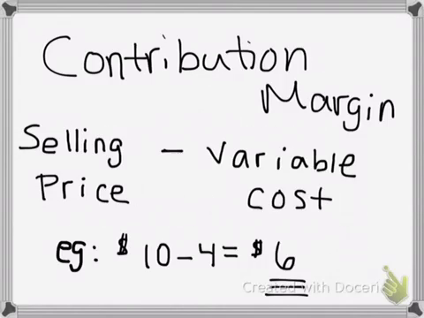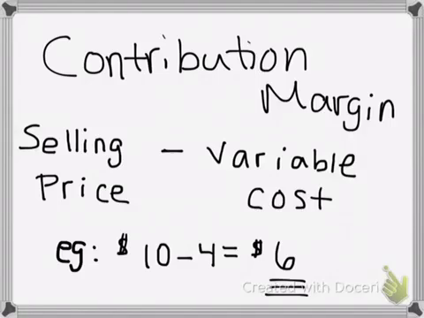Now, here's a very important thing to talk about. It's called contribution margin. This is the money that you have left that you're going to use to contribute to your fixed costs and your profits. We'll talk about that in the next video. But the basic calculation for contribution margin is extremely simple. It's the selling price minus the variable cost is contribution margin.